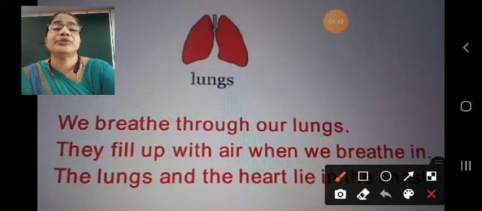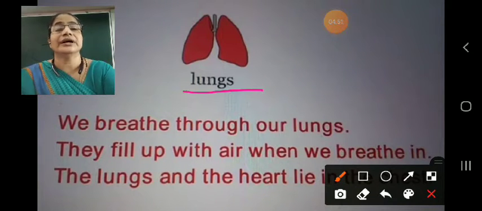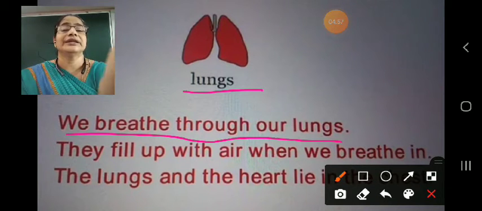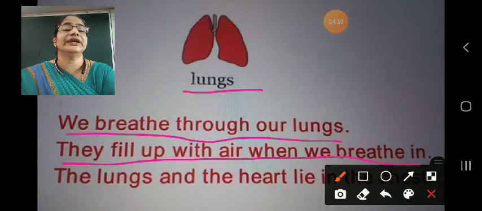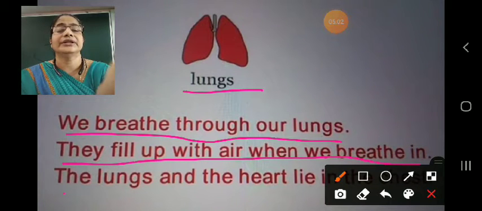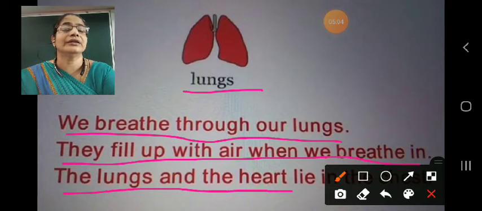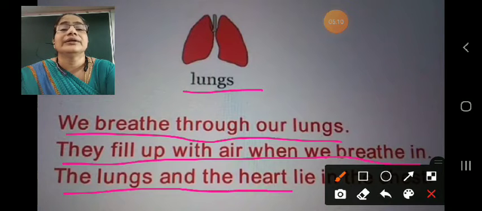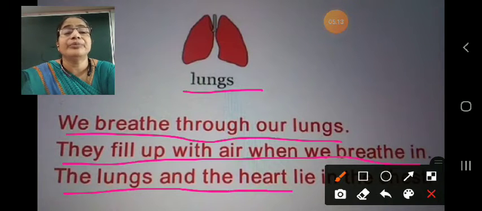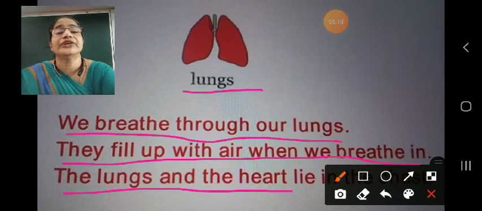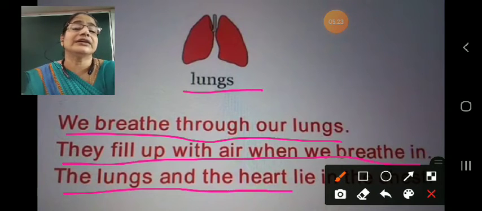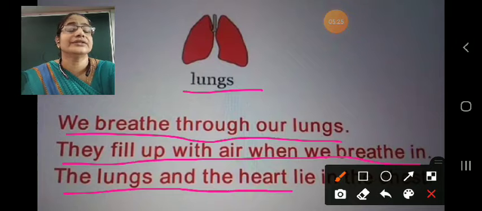First internal body part is lungs. We breathe through our lungs. They fill up with air when we breathe in. The lungs and the heart lie in the chest. You can see here about lungs.